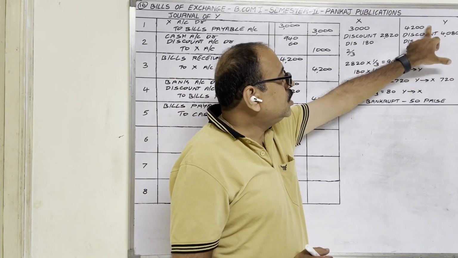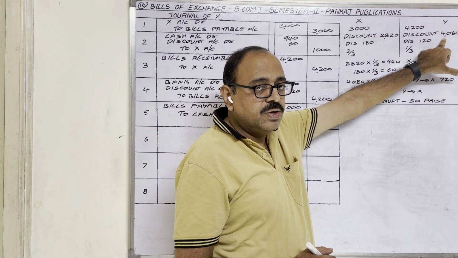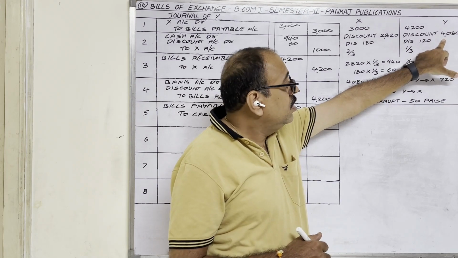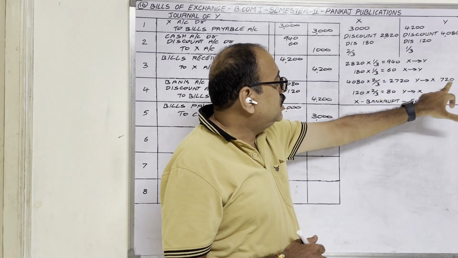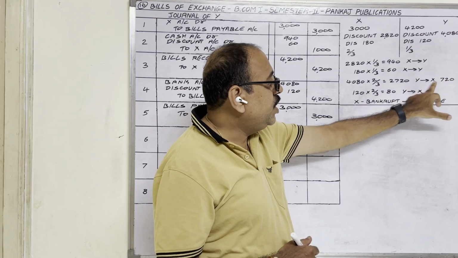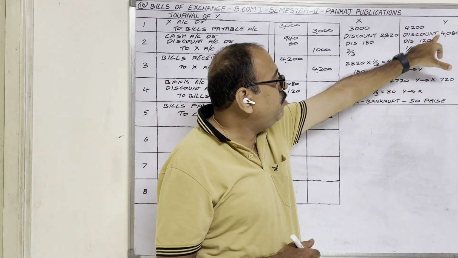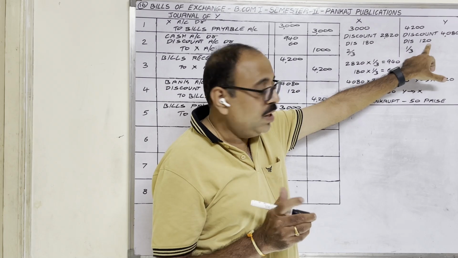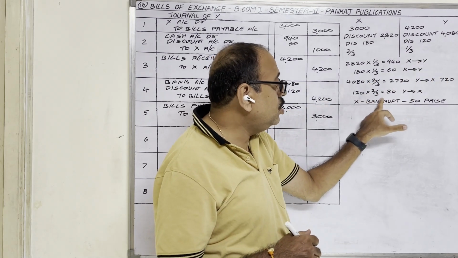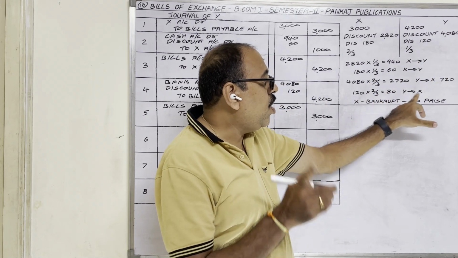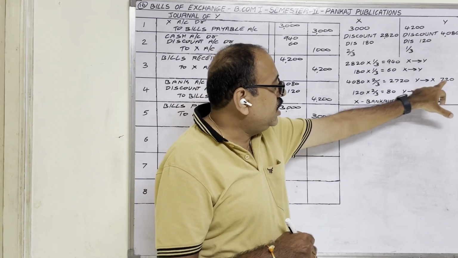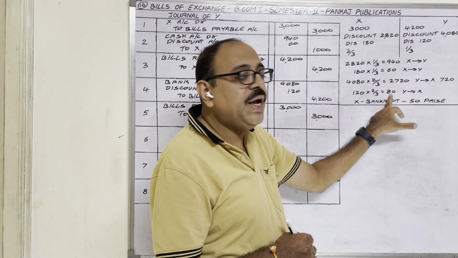Y discounted this second bill with the bank, 4,080 rupees came. In this, 720 rupees Y is giving to X. Second bill discount is 120 rupees. In that loss also, two thirds Y is charging on X. So for this 720, for this 80 rupees.